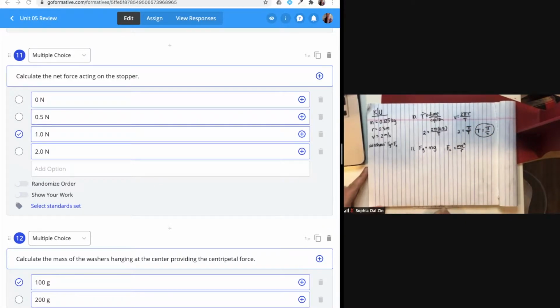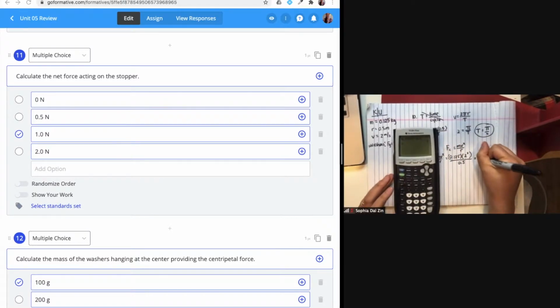In which do I have enough information to solve? I actually have enough to solve the equation on the right, but not the equation on the left. Because this mass, with the dot next to it, is actually the mass of the washers, not the mass of the moving stopper. So let's solve this. Fc is mv squared over r. I would take the mass of the moving stopper times the speed squared, so that's 2 squared, over a radius of 0.5. That gives me a centripetal force of 1 Newton.